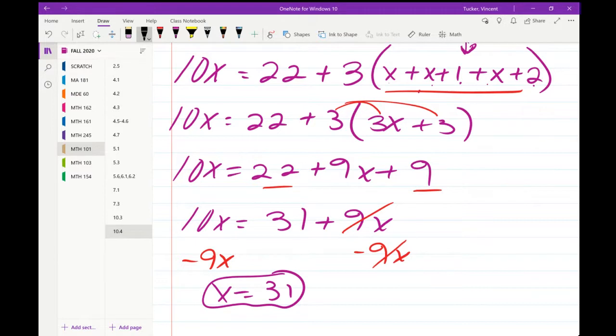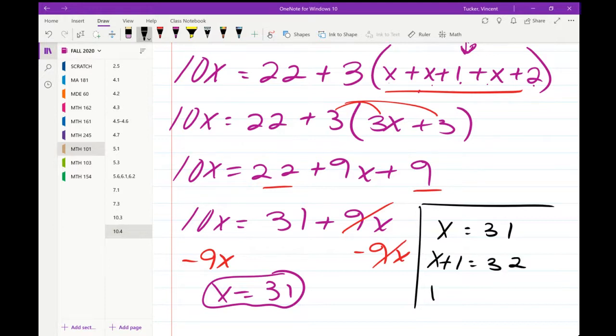So that's not the answer. If I'm not mistaken, it says find the integers. So we know x is equal to 31. x plus 1 would be 32. x plus 2 would be 33. So those would be your answers.